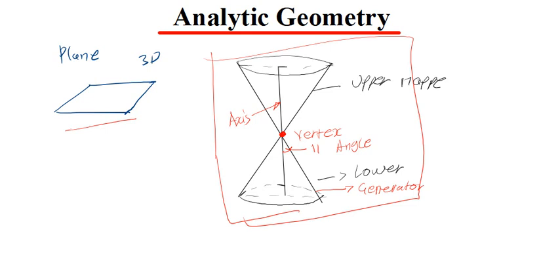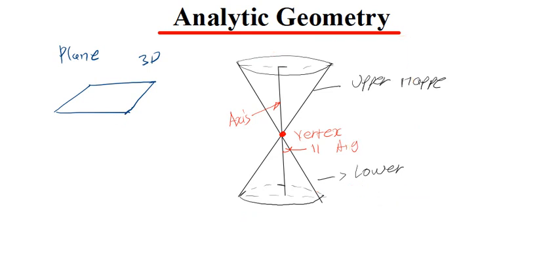Okay, so it now all depends on how the plane and the double napped cone intersect. That's how we come up with those conic sections. In this case, we're going to talk about the circle. So now let's see what really produces the circle.